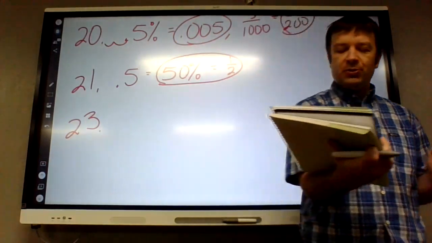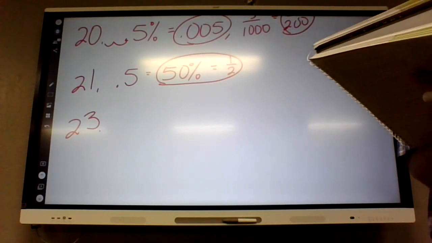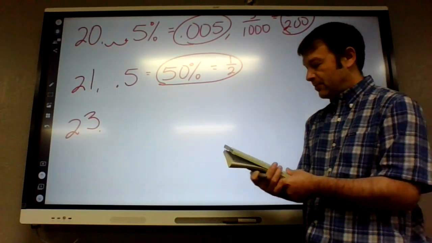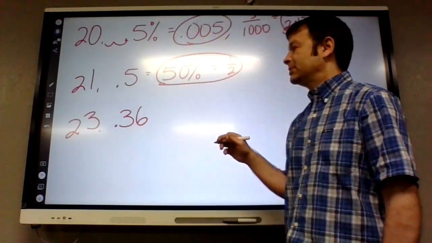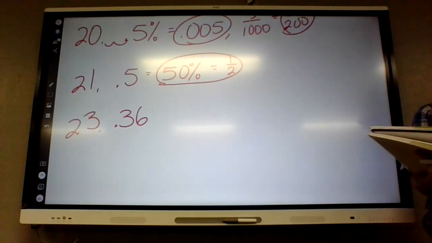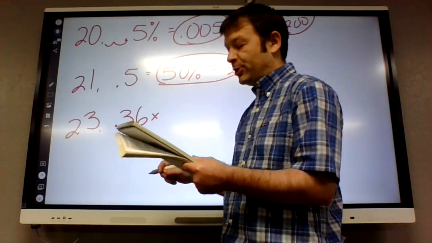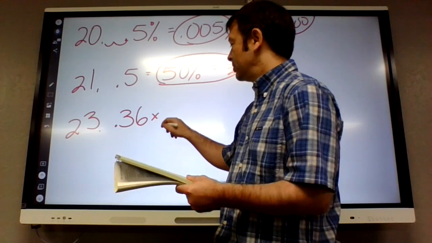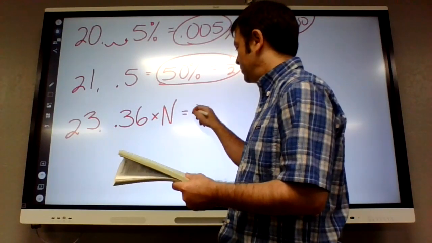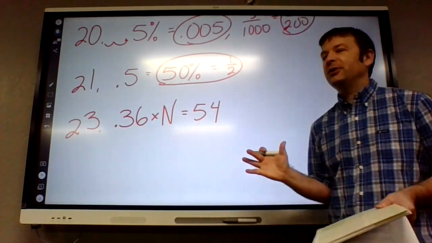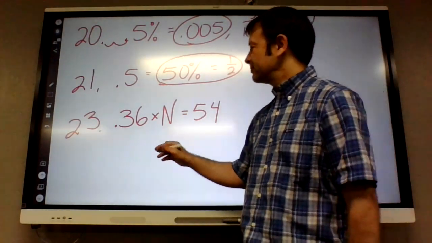Number 23. Okay, you guys remember doing these? It says 36% of what number is 54? What did we write for 36%? 0.36. We changed it to a decimal, because 36% is not worth 36. Of, what did we put for of? What number, what did we put for what number? W. Is, what did we put for is? Equals. And then it says 54. Okay, that's all we did on those. And then we solved it, of course. How do I solve this one for n?